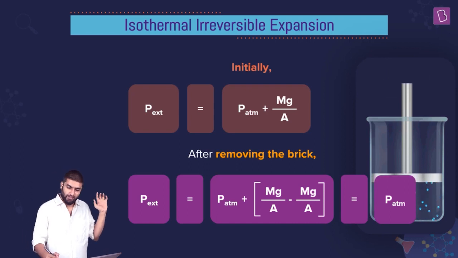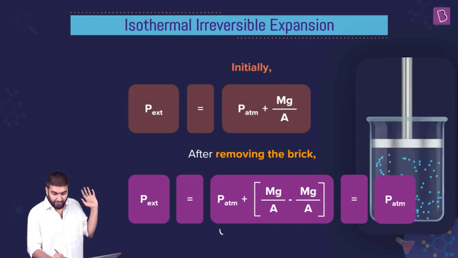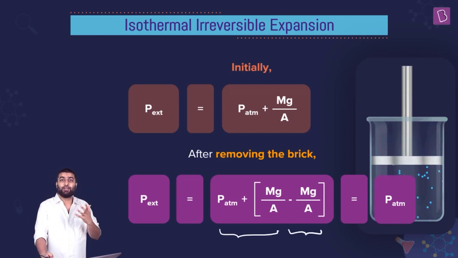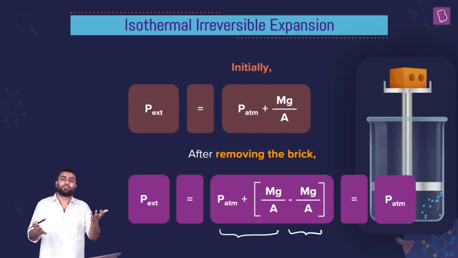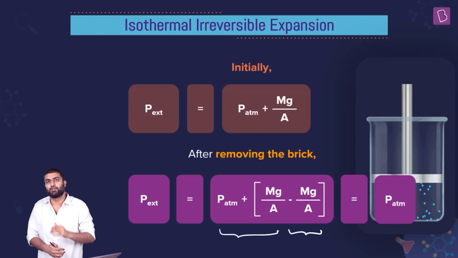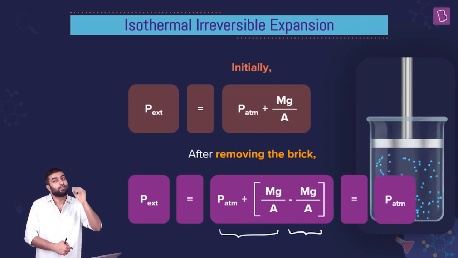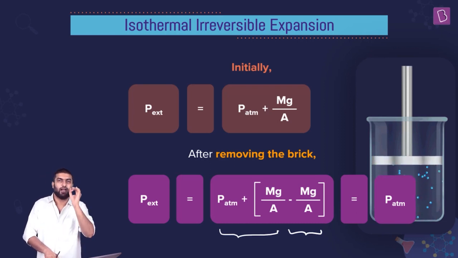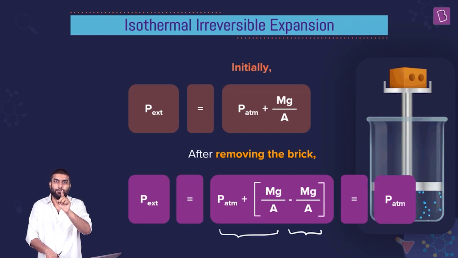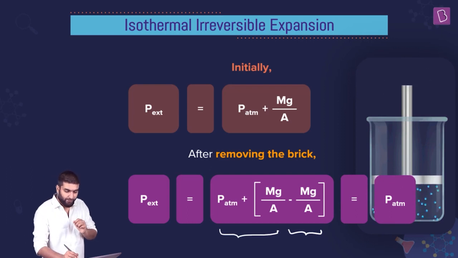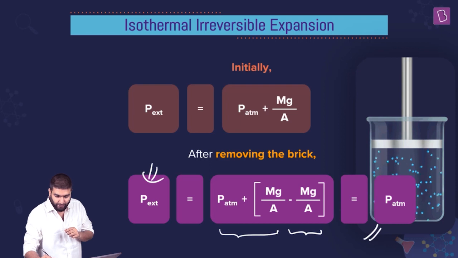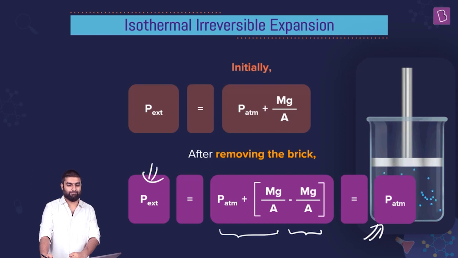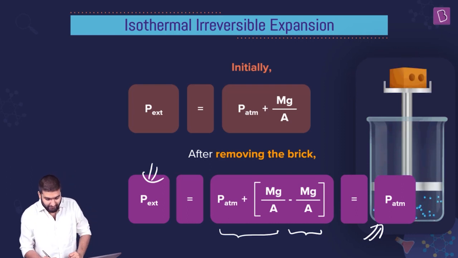What has happened? The earlier pressure was this. Now you have removed the brick. Now the only thing trying to push the piston down is the atmosphere and not the weight of the brick. I'll say it again. The only thing trying to push the piston down is the atmosphere and not the brick. So the P external becomes equal to P atmosphere.